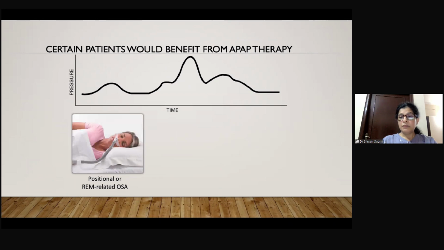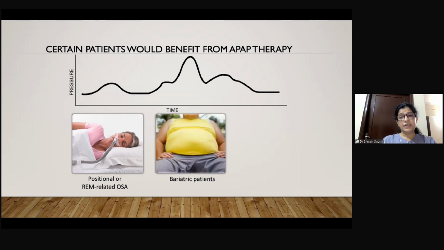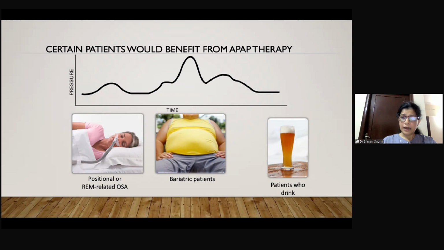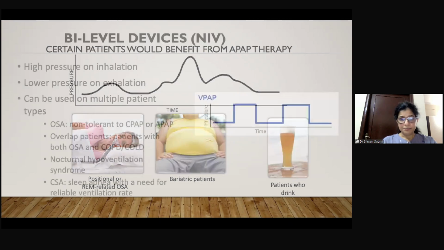Those patients usually are people who have positional or REM related OSA because they have varied pressure requirements during the night. Patients who require very high pressures, wherein you would probably not need that high pressure right from the beginning of sleep. And then, of course, there are patients who occasionally drink, because on nights that they do consume alcohol, their pressure requirements are going to be higher. There is a very soft indication of doing titration studies, but that again is not gold standard. The patients have to be very carefully selected and definitely not something that we recommend offhand.